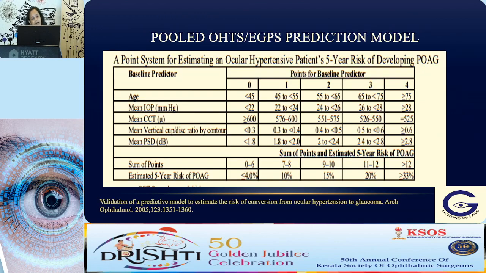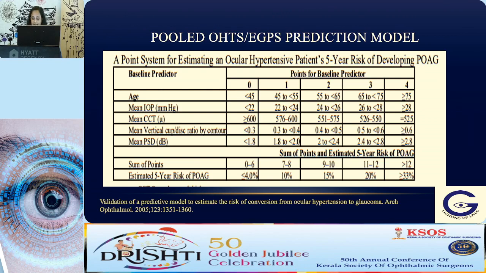From the pooled data from OHTS and EGPS, a predictive model to estimate the risk of conversion from ocular hypertension to glaucoma has been developed, and in this, they have given some points to baseline predictors. And when the sum of these points is 0 to 6, the estimated 5-year risk of POAG is less than 4%, when it is 7 to 8, 10%, 9 to 10, 15%, and 11 to 12, 20%, and more than 12, more than 33% risk of developing POAG.